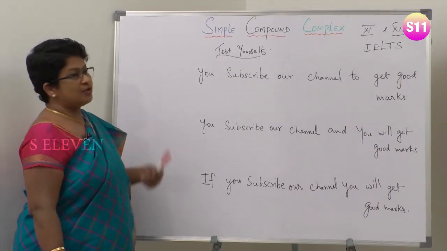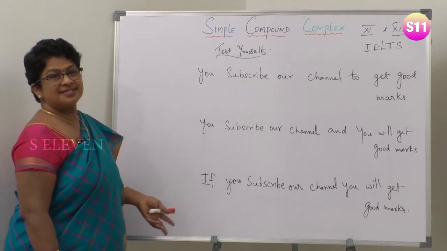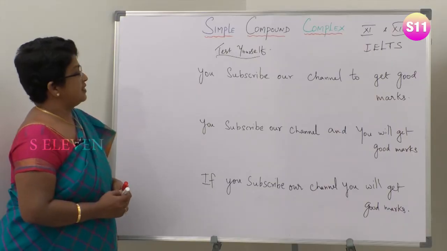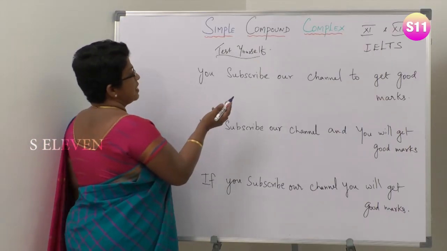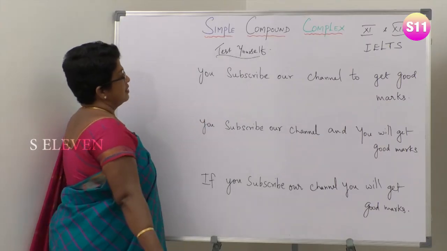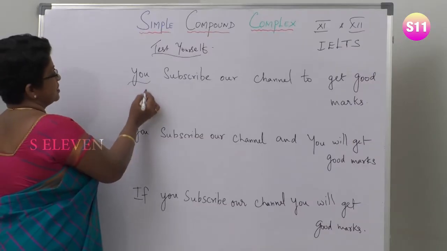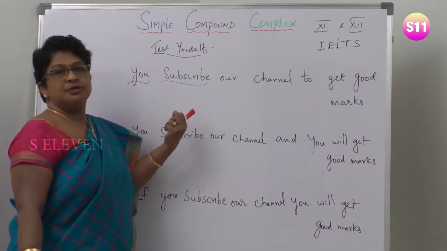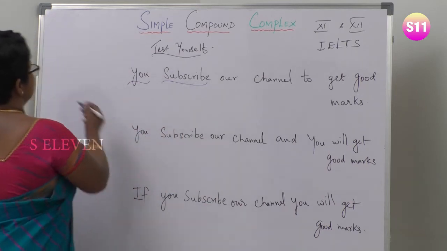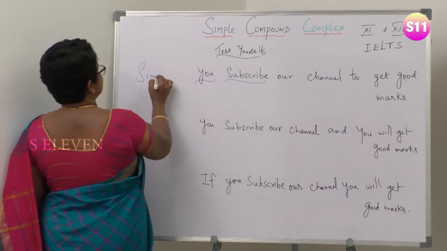Now, in order to test yourself, I have given just three sentences. Try out for yourself. Now, the first one is, you subscribe our channel to get good marks. Here you see a subject and a verb. Do you see any conjunctions here? You don't see, isn't it? So, it is simple.